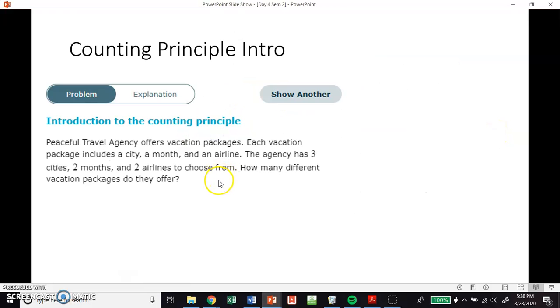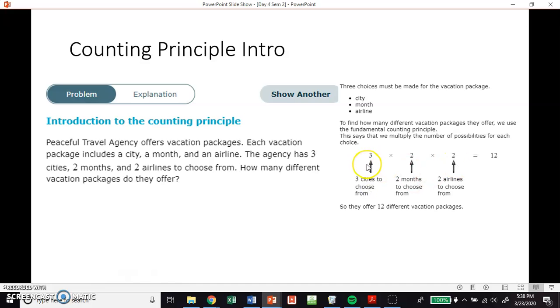So let's do an example where there are different numbers of choices at each level. Peaceful Travel Agency offers vacation packages. Each vacation package includes a city, a month, and an airline. So you can pick from 3 cities, 2 months, and 2 airlines. How many different vacation packages do they offer? In this case, per the counting principle, all you do is take 3 times 2 times 2, and that will give you the total number of choices. So 3 cities times 2 is a total of 6, times 2 again is a total of 12. There are 12 different vacation packages that you could go on.